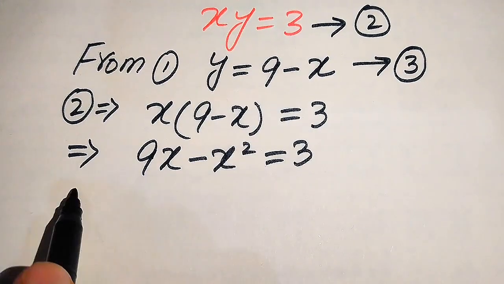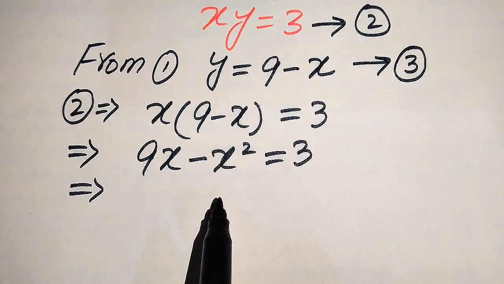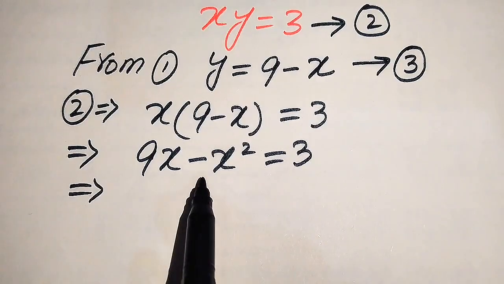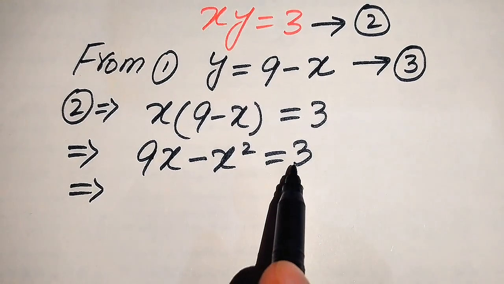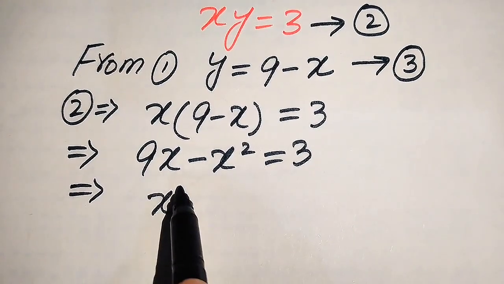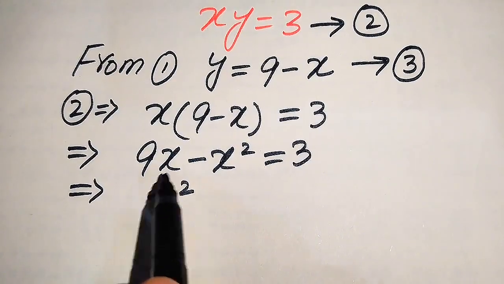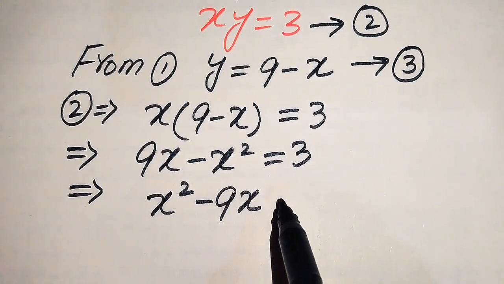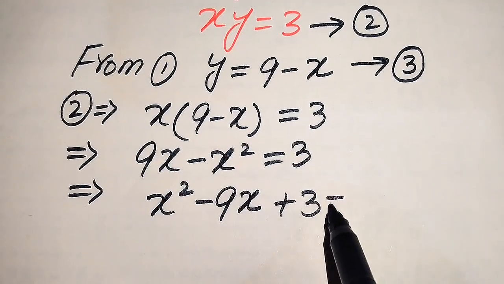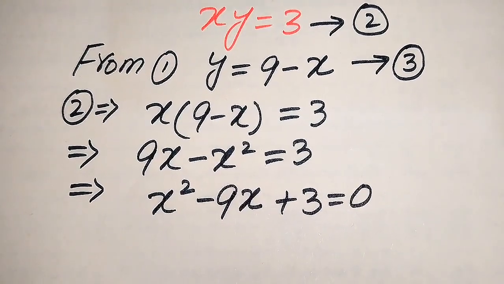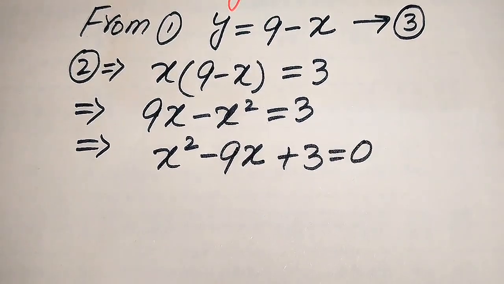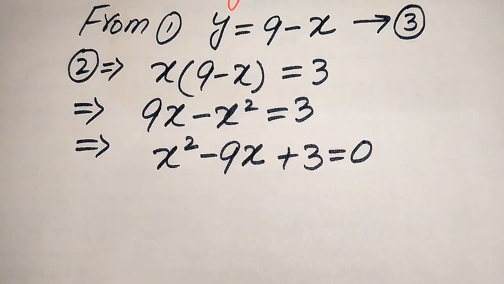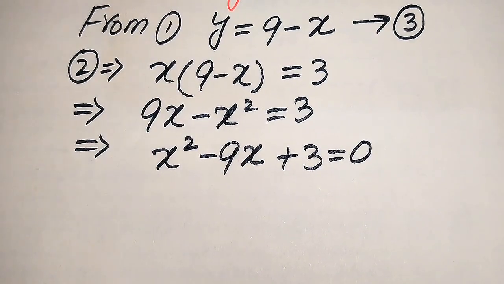So further in the next step we move both of these two values from the left hand side to the right hand side. So this negative x square, when we move it to the right hand side, becomes positive x square, and this plus 9x becomes minus 9x, and this plus 3 becomes 3, and this whole equation is equal to 0. So you see here this equation becomes a quadratic equation in the x variable.